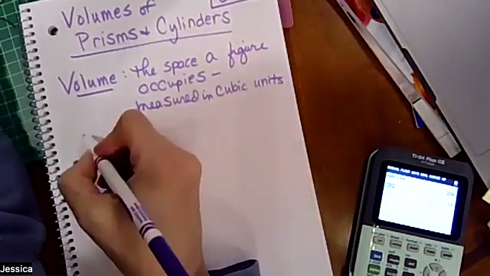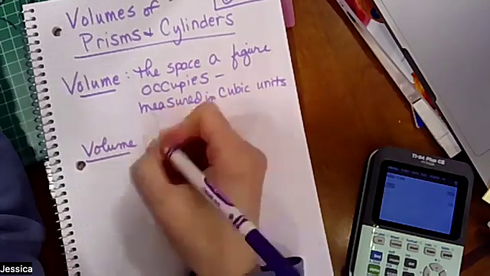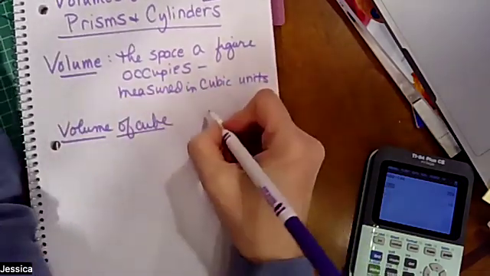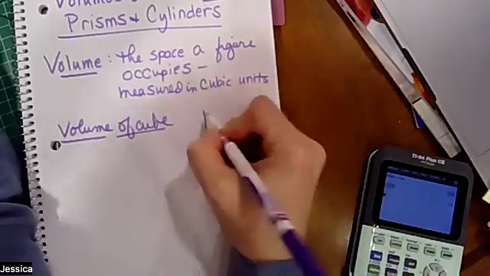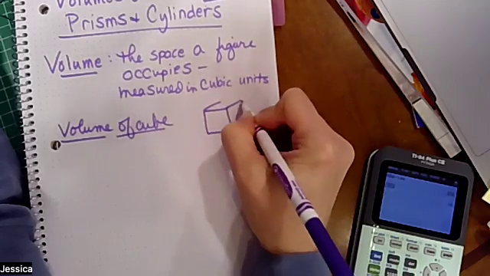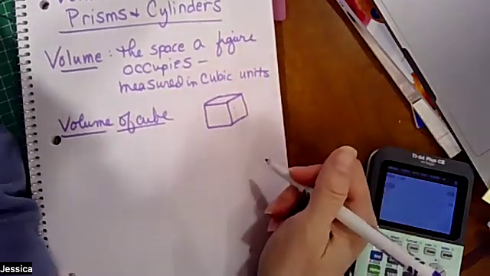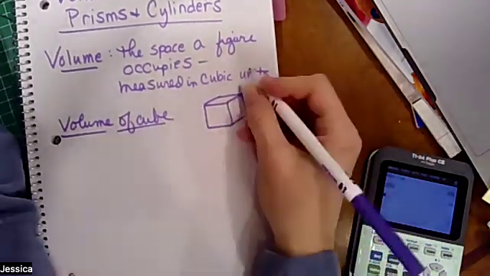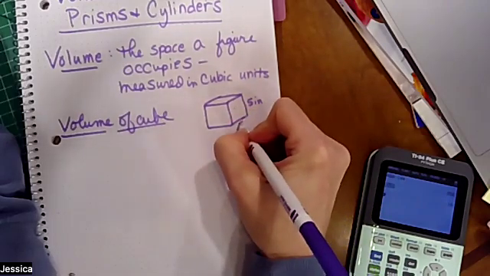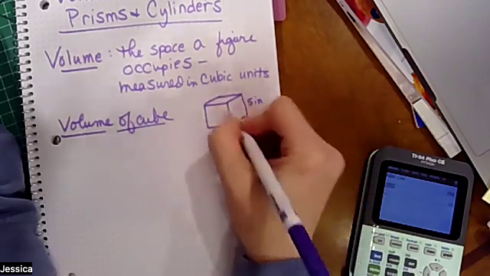Okay, so we'll just start with this. Volume of a cube. And you know a cube is like a box that's equal on all its sides. So let's go ahead and start trying to draw these figures. We need lots of 3D figures. So a cube would be, for example, if you have 5 inches for the height, 5 inches for the width, and 5 inches for the length. It's just equal all the way around.